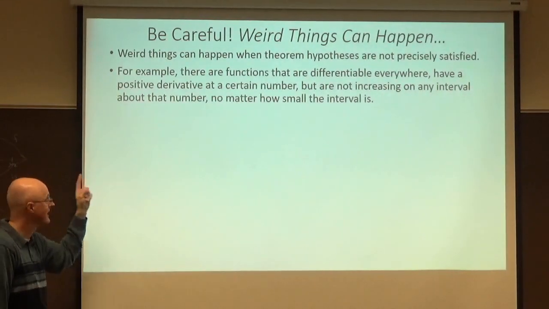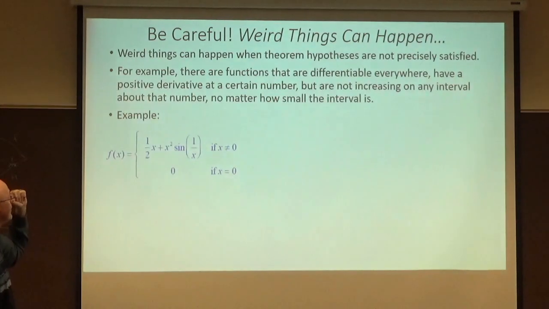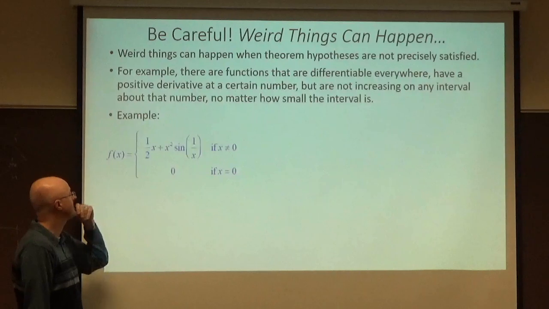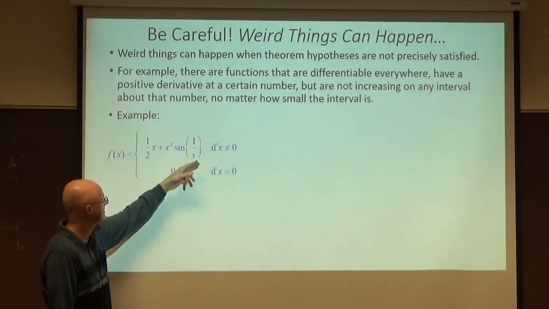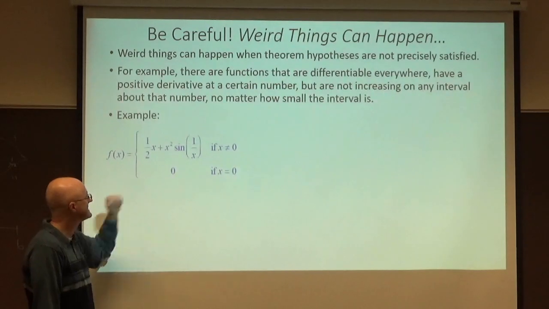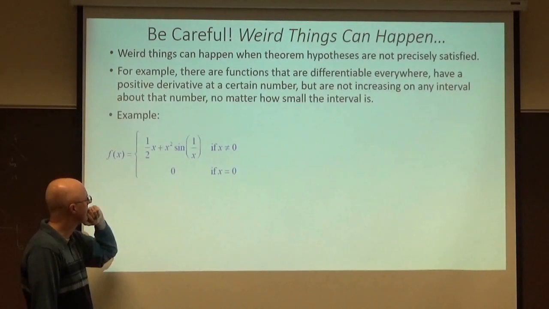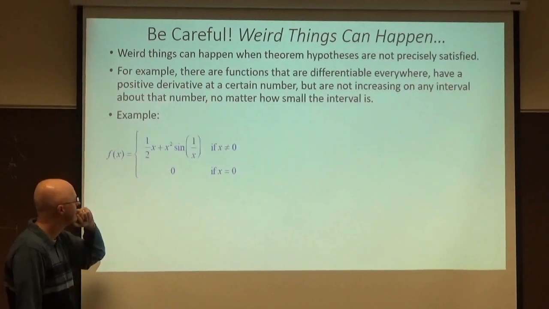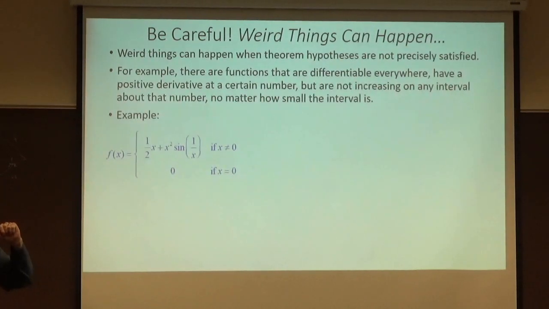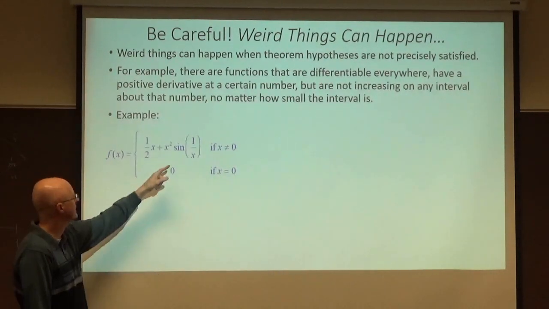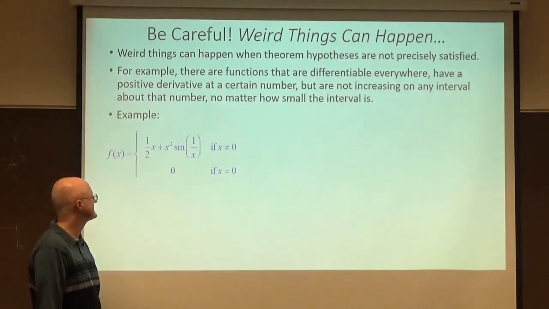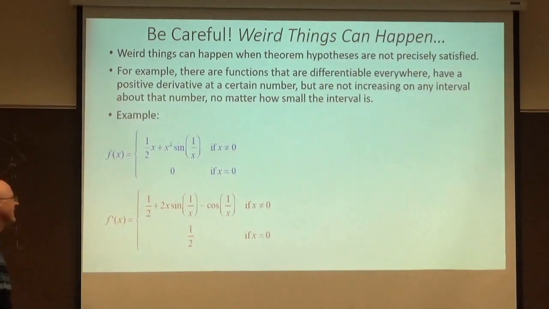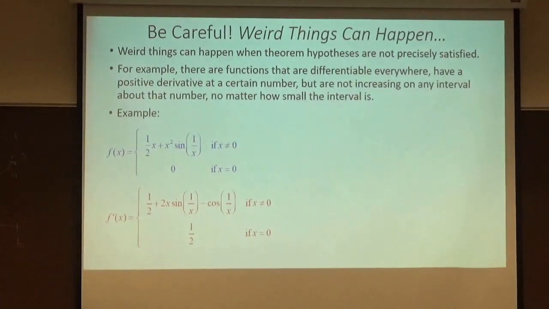And it makes a difference, because here's a wild example where that's the case. It's a piecewise function. F of x is 1/2 x plus x squared times sine of 1 over x if x is non-zero, and 0 otherwise, if x is 0. Is this really differentiable? Because, I mean, we'd be dividing by 0 there. Well, it turns out it is. F prime happens to equal this. It's 1/2.